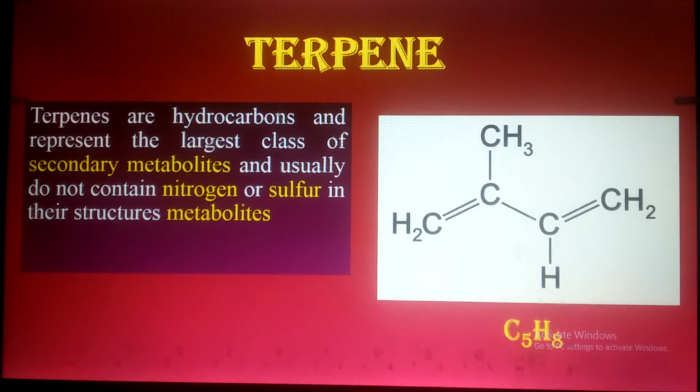You can see here the terpenes are hydrocarbons and represent the largest class of the secondary metabolites. They are secondary metabolites which are synthesized in the plants and usually do not contain nitrogen or sulfur in their structure. You must keep it in your mind, they do not contain nitrogen or sulfur in their structure. As you can see, the isoprene unit consists of 5 carbons and 8 hydrogens.